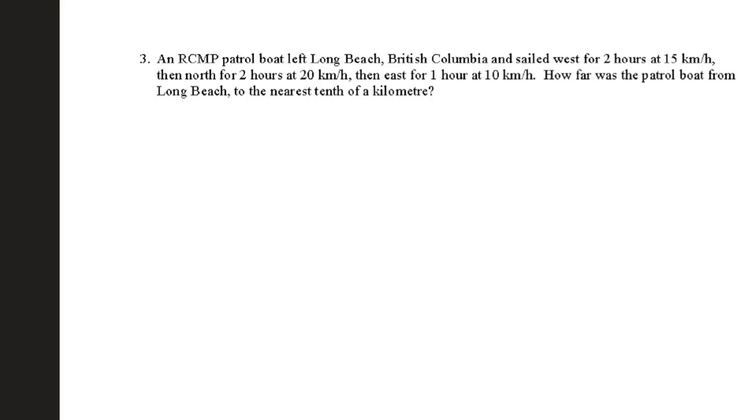Okay, we're back. So we start to read this problem and it tells you an RCMP patrol boat left Long Beach, British Columbia and sailed west for 2 hours. It then gives you information that says it sailed west, it sailed north, it then tells you it sailed east. So we need to be able to know which direction is east, north, and south. The biggest part is I'm hoping most people know that up would be considered your north. When looking at a map, up is considered north.